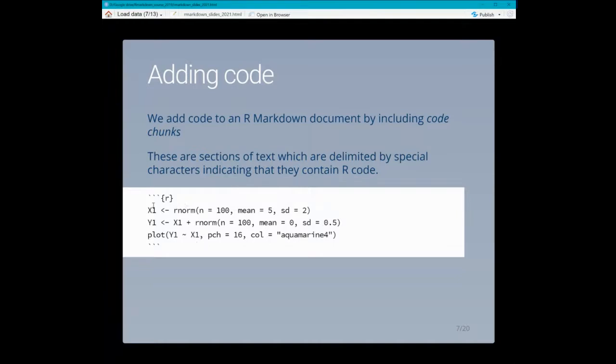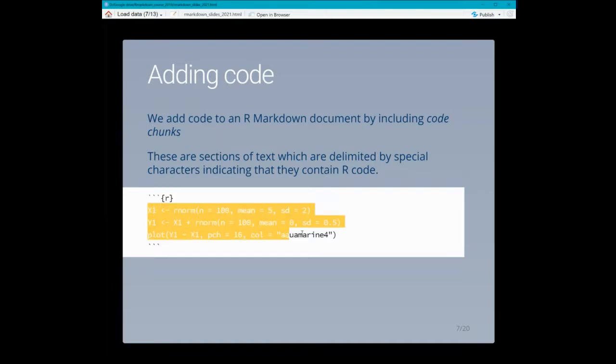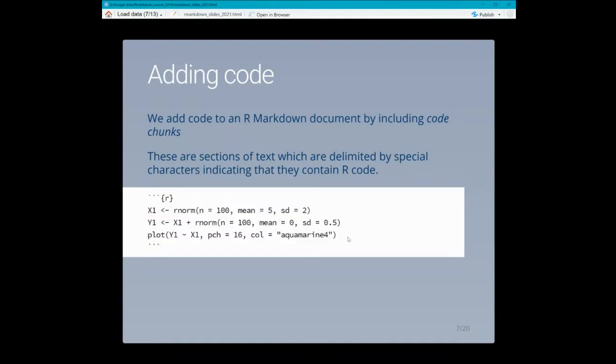In this case, the code does have to be on the next line. So you would have 3 backticks and then this on one line, and then your R code, which can just be like a normal R script. You can have comments and things as well.